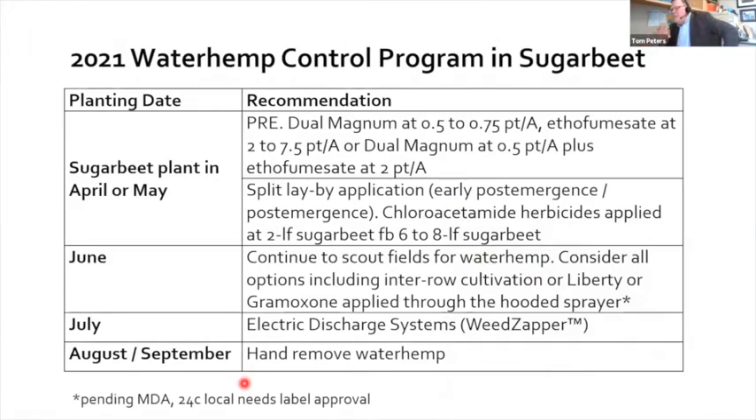Okay, so this is a busy slide. This is our water hemp control program. So it starts with pre-emergence. Then it has the early post, the mid-post sprays. We're looking at some techniques in June, including cultivating, the use of the hooded sprayer. Once we get the plants over the canopy, some people are using the weed zapper, and we're pulling weeds out. Okay, so our program for managing water hemp is continuous because it has to be. That's how diverse it is. That's how important it is.